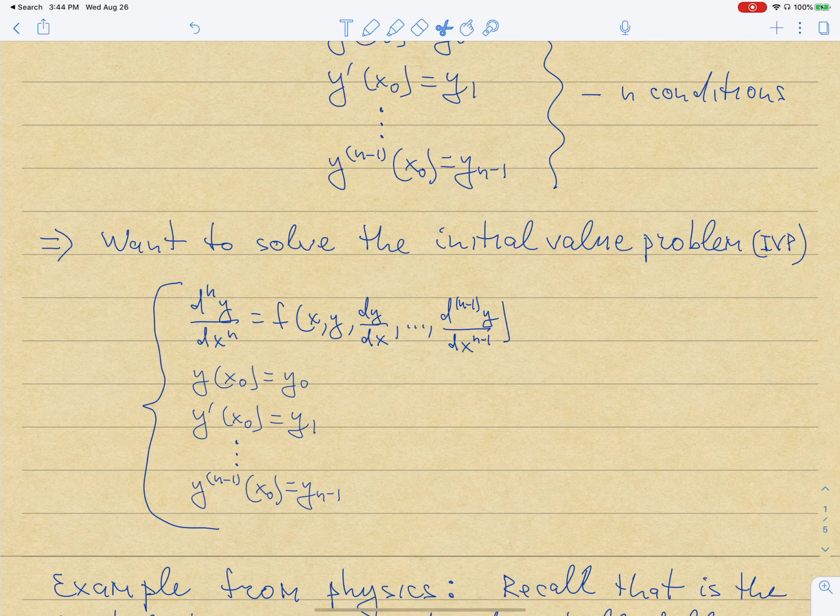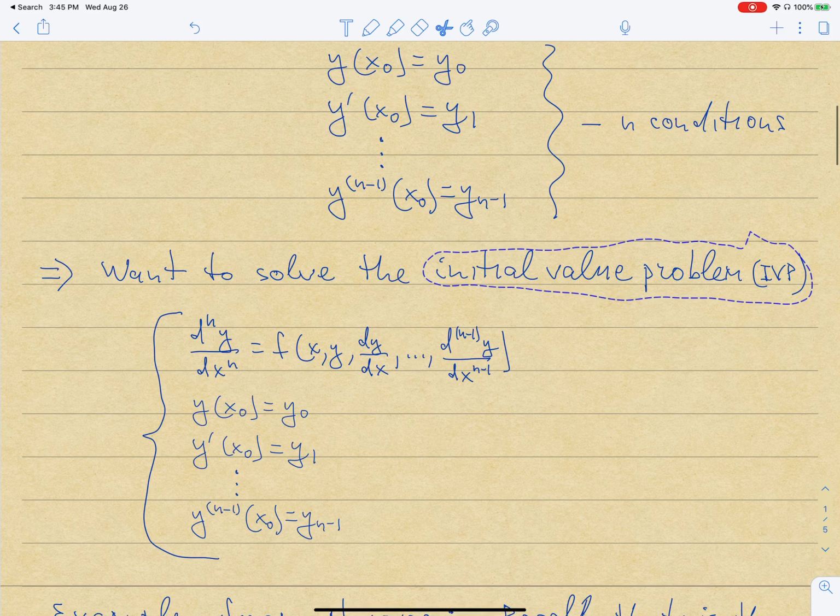And I already previously mentioned that an object like this is called an initial value problem. So that's one of the main things that you want to do when you're solving ODEs, is to solve initial value problems. Because as we'll see from the next couple of examples, in physics and geometry, that's a thing that you'll see arising, initial value problems.